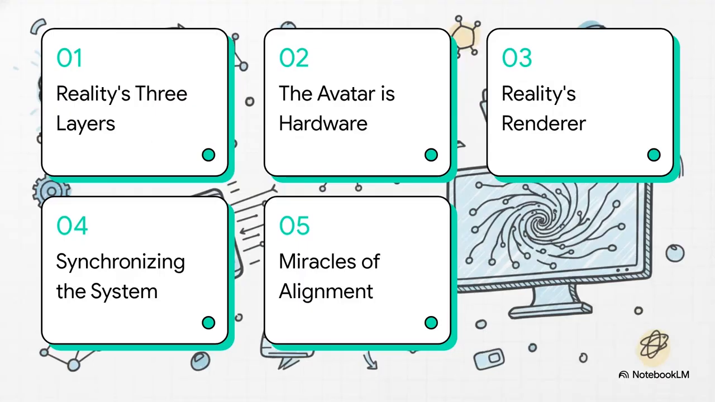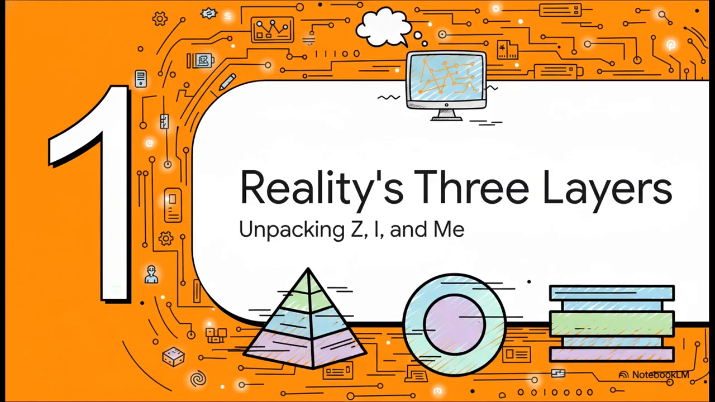So here's the game plan. We're going to take a journey right from the surface all the way down to the source code. We'll look at the 3 layers of reality, then talk about how your body is the hardware, the world is the rendering engine, how to get it all in sync, and what it feels like when everything just clicks into place. All right, first section: reality's 3 layers, unpacking the Z, I, and me architecture.